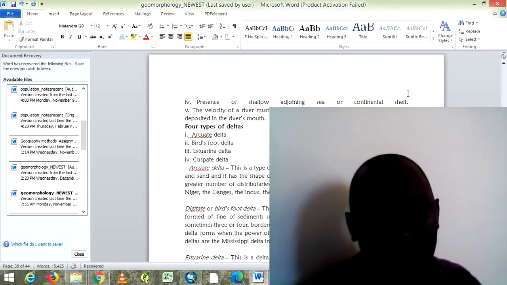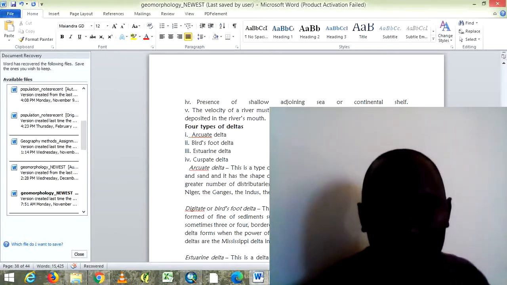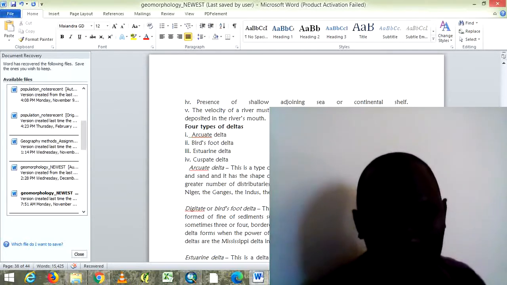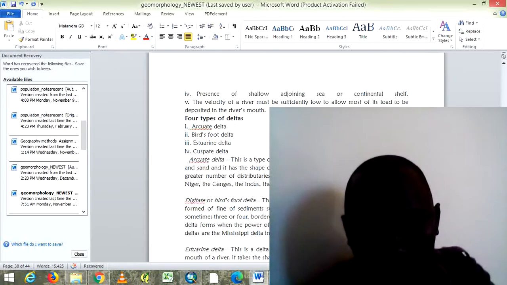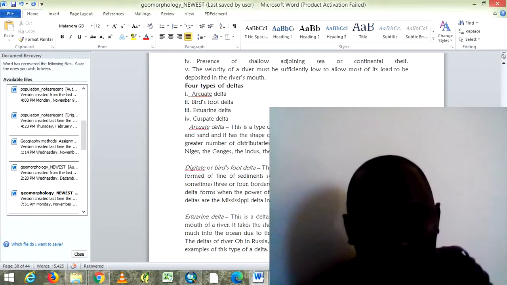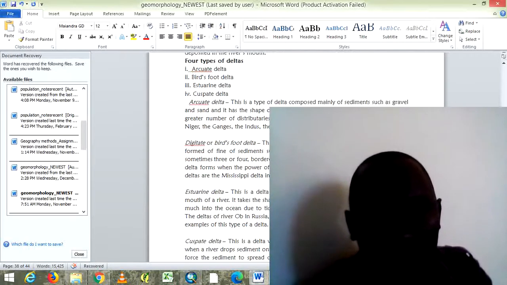It's formed of fine sediments such as silt and characterized by few distributaries, sometimes 3 or 4, bordered by levees and cut out from the shore. This type of delta forms when the power of the waves or currents is low. We have, for example, the Mississippi Delta in the USA and the one on the Omo River in Ethiopia.